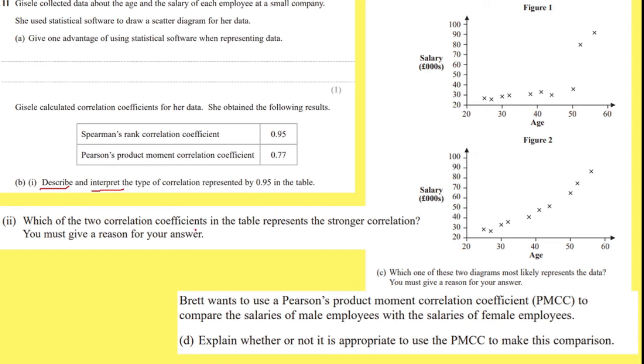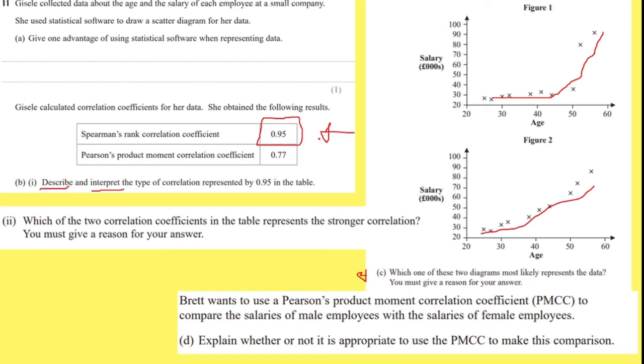Which of the 2 correlation coefficients in the table best represents a stronger correlation? I'd say Spearman's represents stronger correlation because it's closest to 1. I'd use those exact words. For C, which one of these 2 diagrams most likely represents the data? Now, if you look at one, one's very linear and one's a lot less linear. Now, because Spearman's is higher, and Pearson's you can only use for linear data, this actually looks like it's Spearman's because it's higher and so less linear.